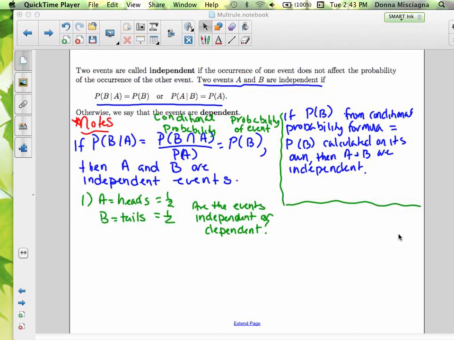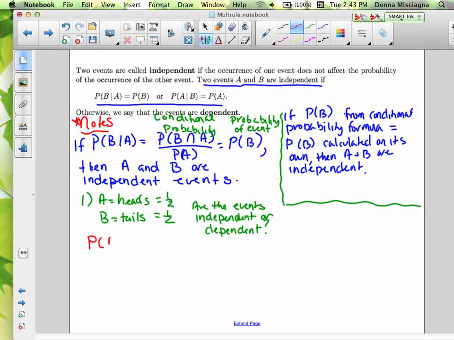So let's take two events. All right, A is heads, and the probability of heads, there's one head out of two sides to the coin, so the probability would be 1/2. There's one tail, so if B is tails, the probability would be 1/2. All right, so we're going to use the conditional probability formula to determine whether or not these are independent events. All right, so we're finding the probability of B given A, which is the probability of tails given heads.